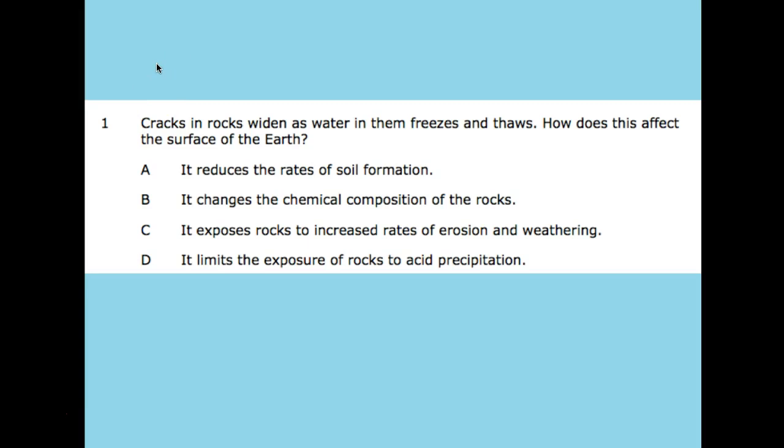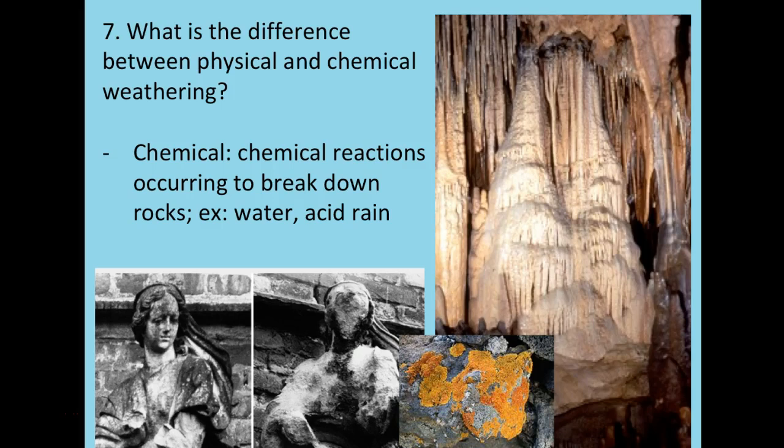Cracks in rocks widen as water in them freezes and thaws. How does this affect the surface of the earth? Well, this water freezing and thawing is referring to ice wedging. So we know that as rocks go through this process of ice wedging, it's referring to physical weathering. So your answer here is it exposes rocks to increased rates of erosion and weathering. By the water freezing and thawing, it's going to break down the rock quicker.